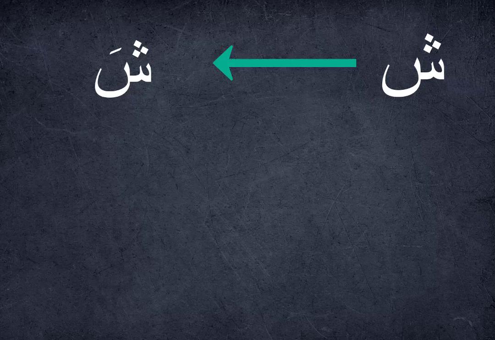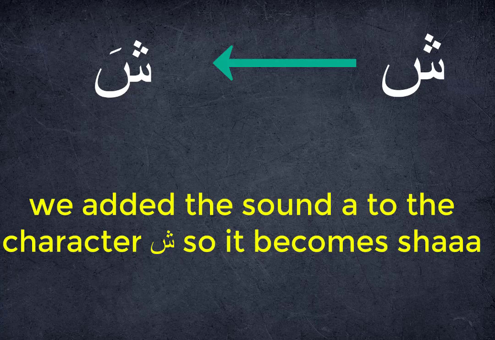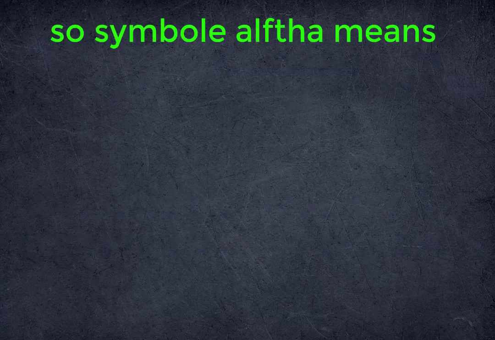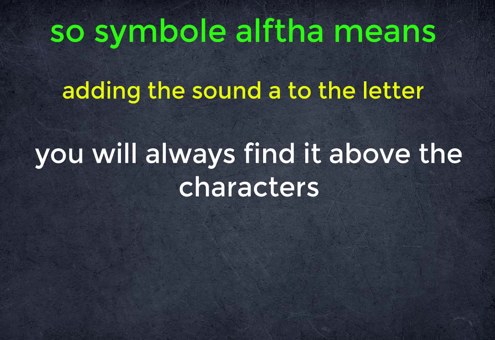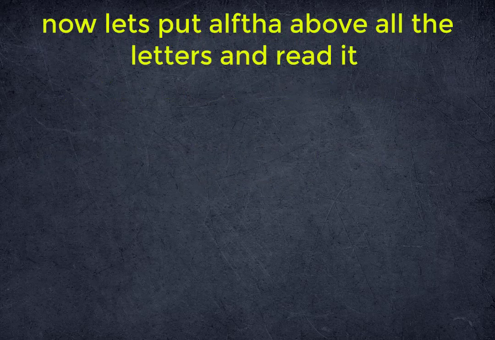This is the letter sheen. When we put الفتحة above the letter sheen, it becomes sha. What happened? We added the sound a to the character sheen, so it becomes sha. So the symbol al-fatha means adding the sound a to the character or to the letter. You will always find it above the letter. Now let's put al-fatha above all the letters and read it.